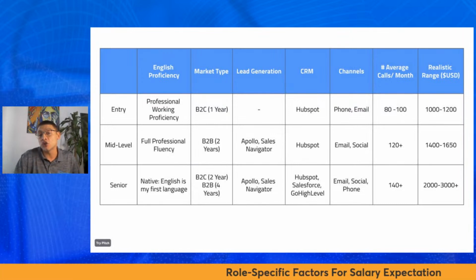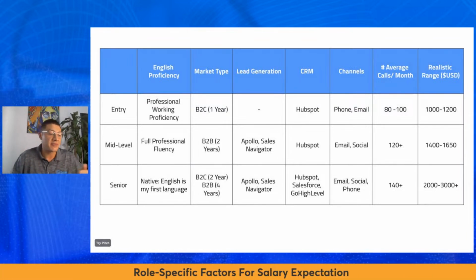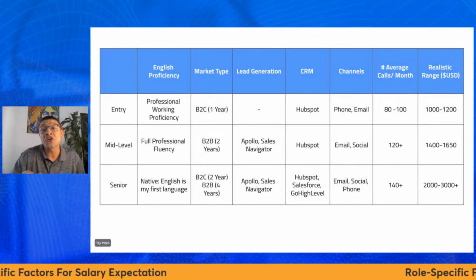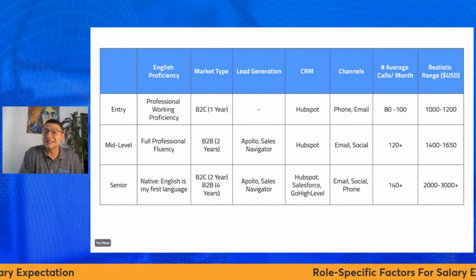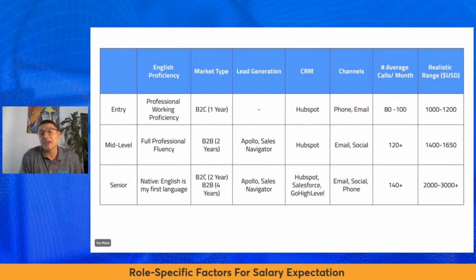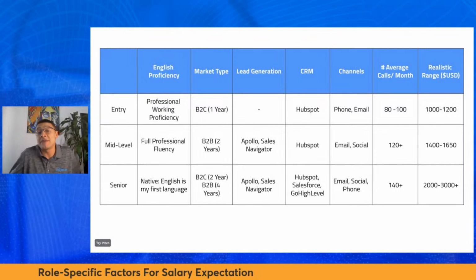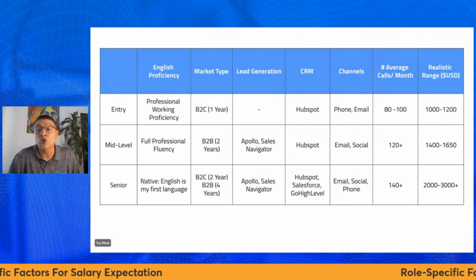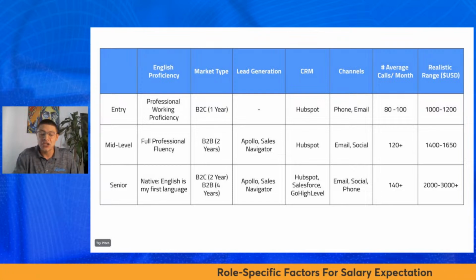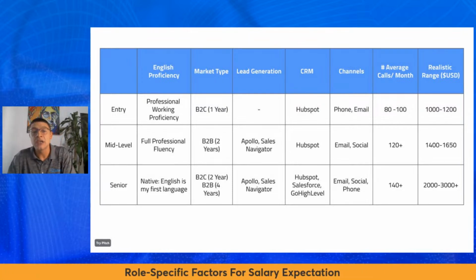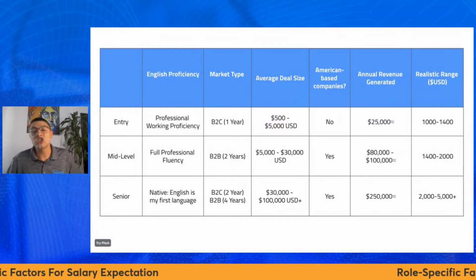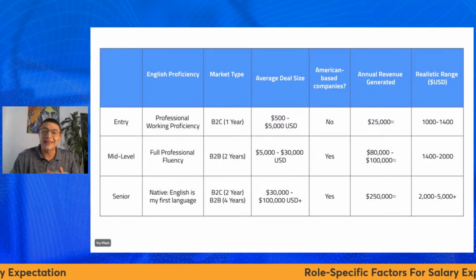Maybe now what you need to do is get on the phone side, right? Maybe get some social selling going on. But yes, and then finally 140 calls or more. So this person's definitely hitting at least 22 calls an hour, right? They're going above and beyond, and maybe even more, right? So that person's closer to that $2,000 to $3,000 range. Moving forward now to the AE, we will see again the same layout: entry, mid-level, and senior, right?